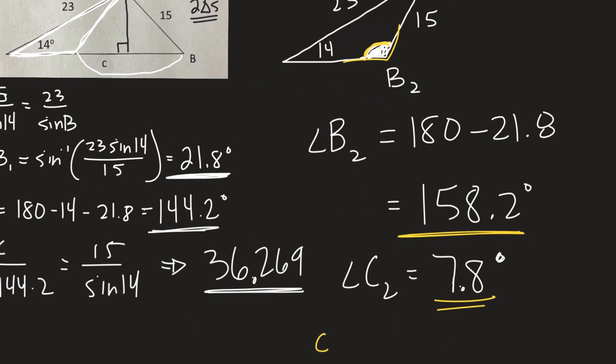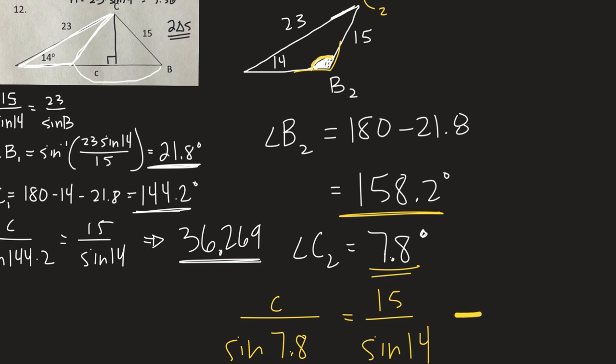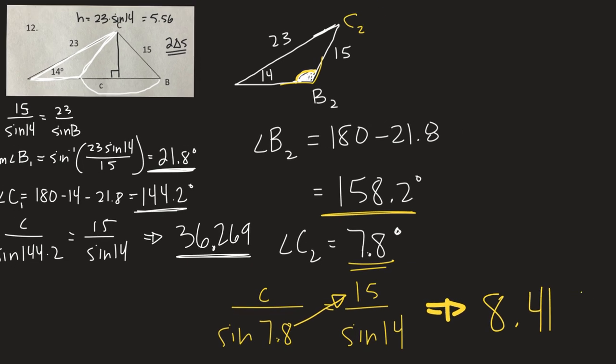And then we would do the same thing to find little side C. C over the sine of 7.8 equals, no, not 24, sorry, 15 over the sine of 14. Okay, so we will still cross multiply and divide. That's 15 times the sine of 7.8 divided by the sine of 14. And now we have a small side of 8.414, or 8.415.